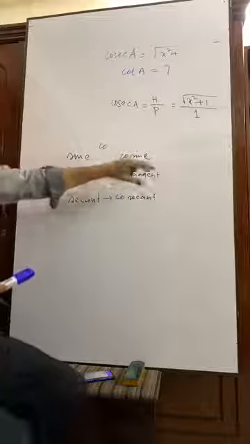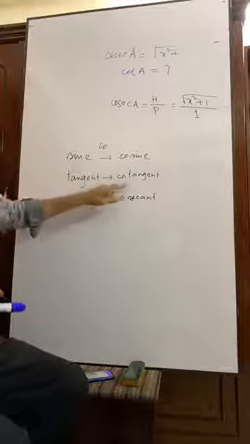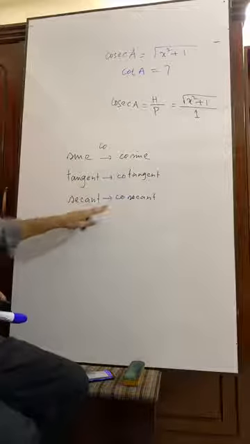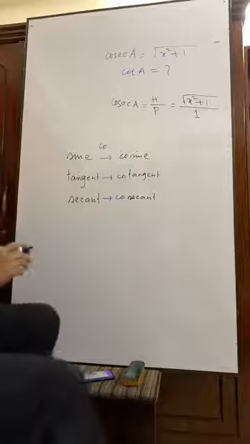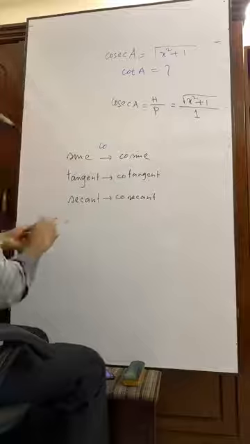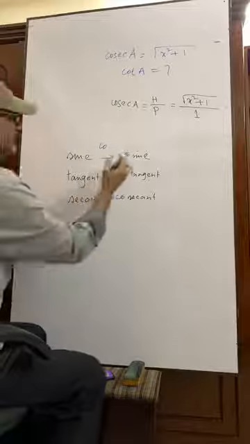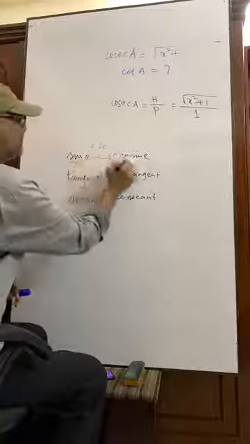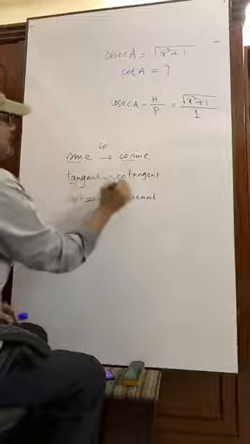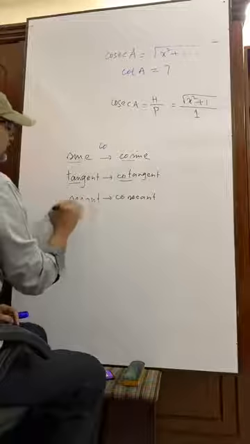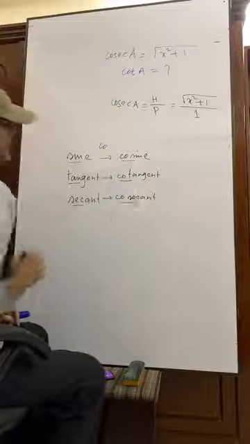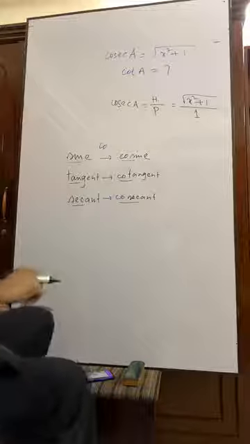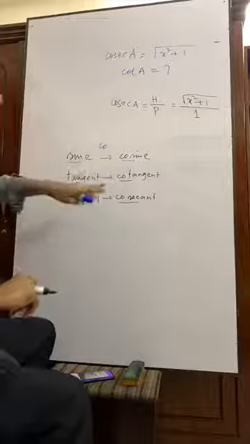Have you seen? Sine, cosine. Tangent, cotangent. Secant, cosecant. Okay. So we are getting like this. This is sine, and this is cos. This is tan. This is cot. This is sec, and here it is cosec. So we can easily get it.